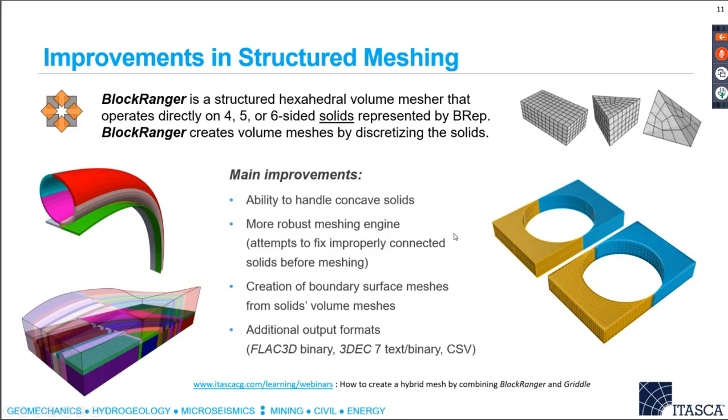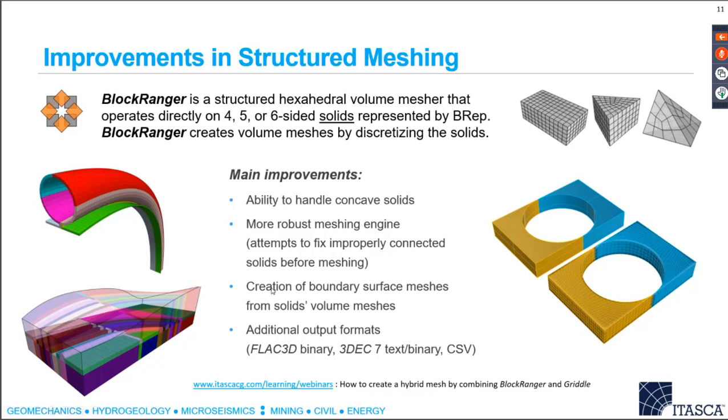So what was improved in Block Ranger? It's the following things. Now Block Ranger is able to handle concave solids. Here's an example. Previously, Block Ranger within Griddle 1.0 would fail meshing such geometry. Overall, the meshing engine is a bit more robust. If, let's say, you supply geometry that has internal connectivity issues, which may not be directly visible to the user, the mesher will try to fix it before proceeding with meshing.